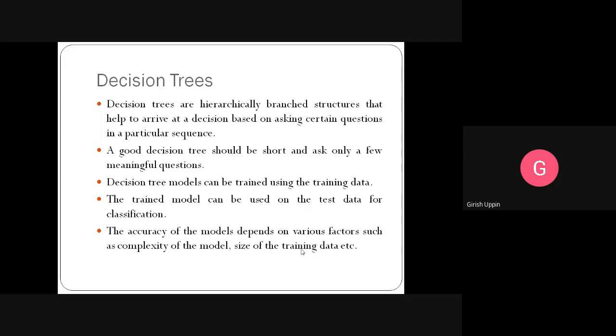If we have more training data, we can build better models, and also it depends on how complex our model is. How many parameters are part of that decision tree will also result in complexity, and will have an impact on the accuracy of that particular decision tree.